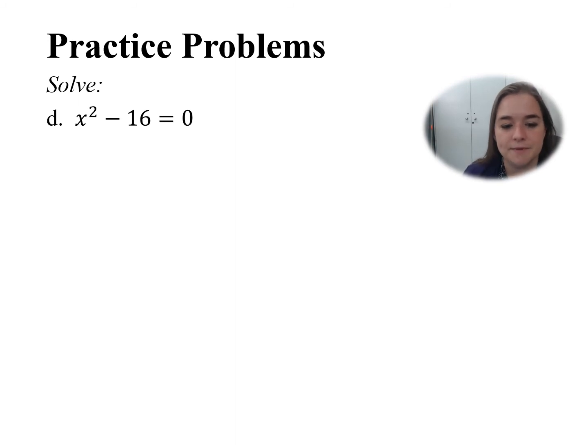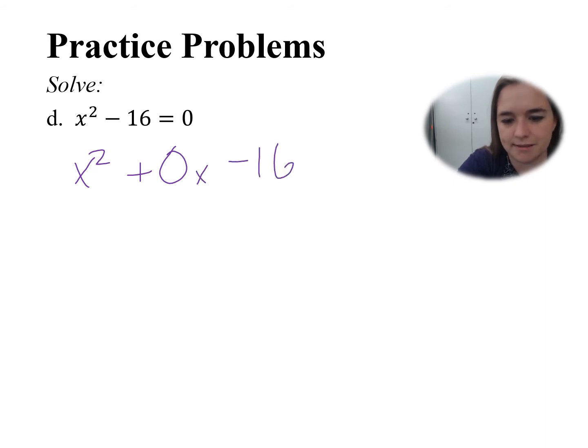Let's try it again. This time we have x squared minus 16 equals 0. And if we look at this here, it might appear that that middle term is missing. If you think back to our lesson on binomial square patterns, you might recognize where we're going with this. But if I want to rewrite it in standard form, this would be the same idea as having x squared plus 0x minus 16. I know from my zero product property that 0x is the same as 0.